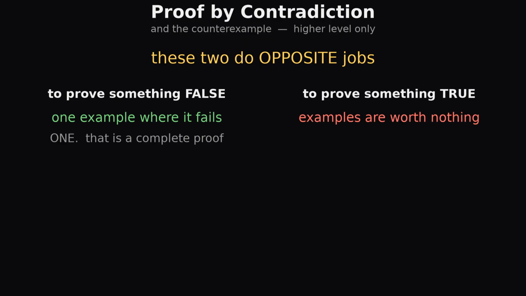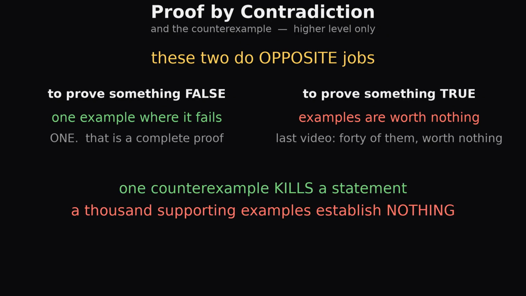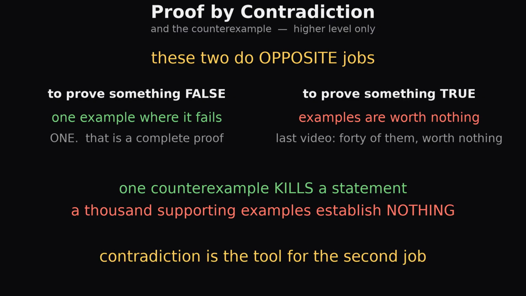If you want to show a statement is true, examples are worth nothing. Last video, we watched 40 consecutive examples prove nothing at all. Those are opposite jobs. One counterexample kills a statement. 1,000 supporting examples establish nothing. And contradiction is the tool for the second job.